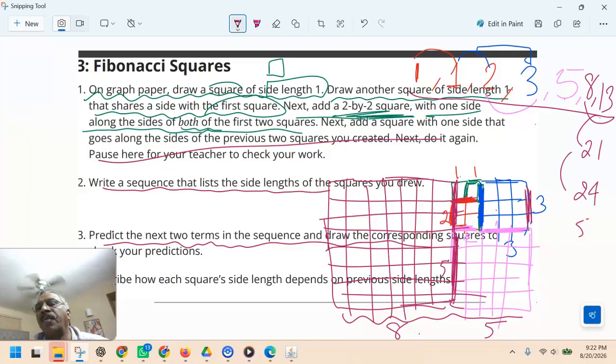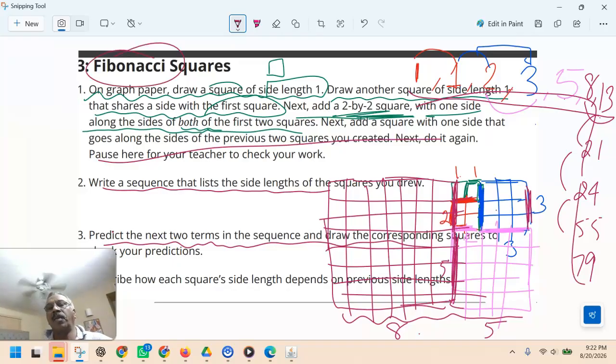This together will be 34, and this together will be 55, and like that. So it goes on like this. And that's called the Fibonacci sequence. So the question is, how do we write the sequence?